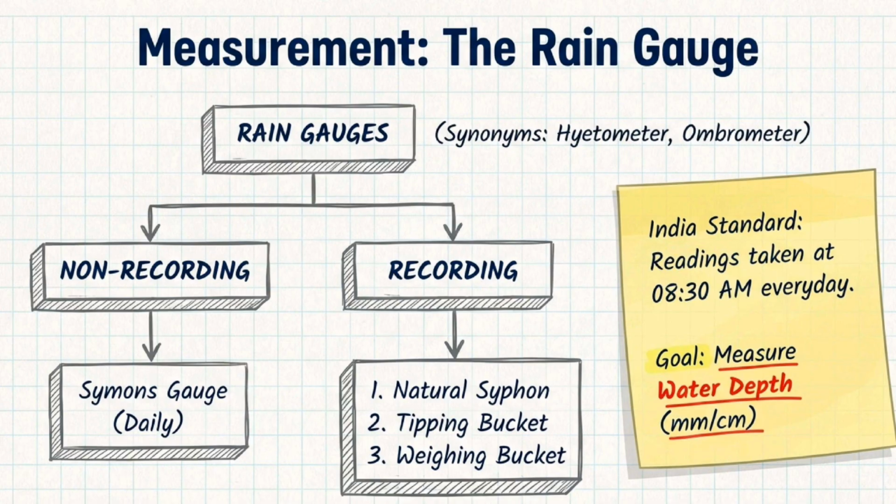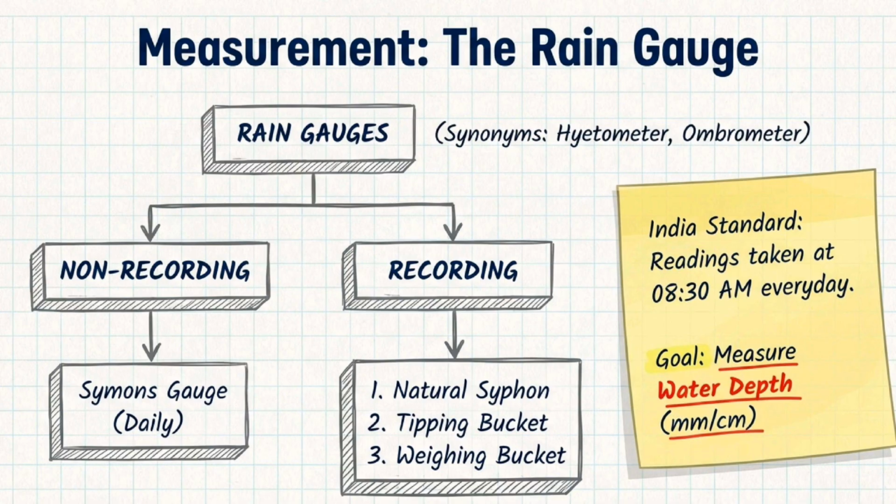Now let's understand how rainfall is measured. For this, we use an instrument called a rain gauge. It is also known as hyetometer or ombrometer. The main purpose of a rain gauge is very simple. It measures the depth of rainwater that falls on the ground, usually in millimeters or centimeters.